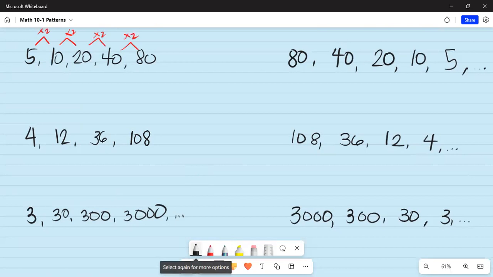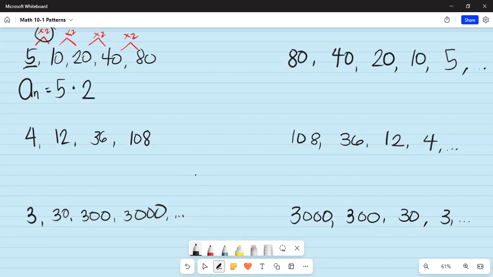So the pattern here goes like this. We need to do a sub n is equal to the first term, a sub 1, multiplied by the number being multiplied, which in this case is 2, raised to n minus 1. So we will now have the first term, 5, multiplied by the number being multiplied, 2, raised to n minus 1. This formula was taken from the geometric sequence.